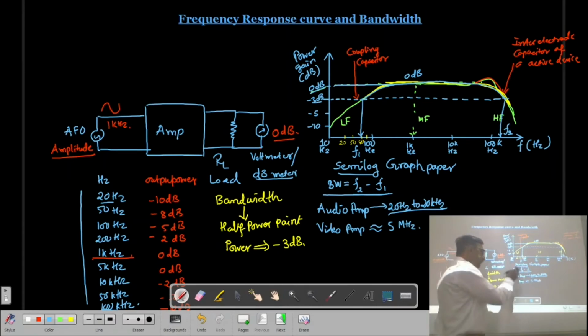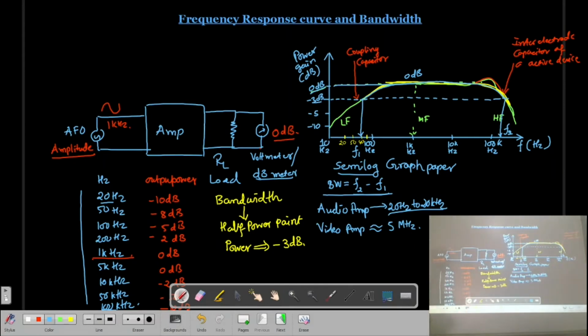And according to the bandwidth, you can classify the amplifier. I already mentioned that if the bandwidth is 20 kHz, you can consider this is an audio amplifier. If it is 5 to 7 MHz, it is a video amplifier. If it is 30 MHz, it will be called an RF amplifier. Then you can have a VHF amplifier, a UHF amplifier. So different types of amplifiers are there and they are used in different applications.